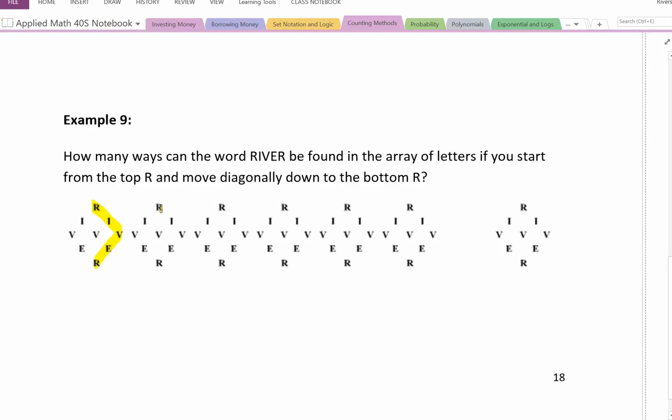So here we've got R-I-V-E-R. If we follow the same direction but stop here, R-I-V-E-R that way. There's another one and another one. So what are the last ones? Right? This way and this way. So those are the 6 different ways. Okay.